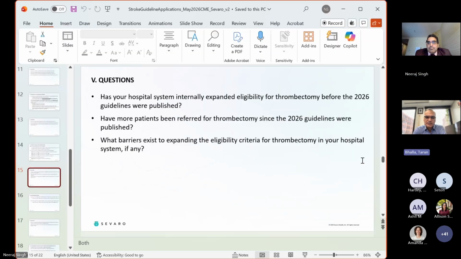Yeah, we had expanded our guidelines even well before these guidelines were published. And we've seen our volume sort of grow, whether you're talking about expanded window, whether you're talking about large core infarct, or whether you're talking about sort of MeVO-DeVO type thrombectomies.